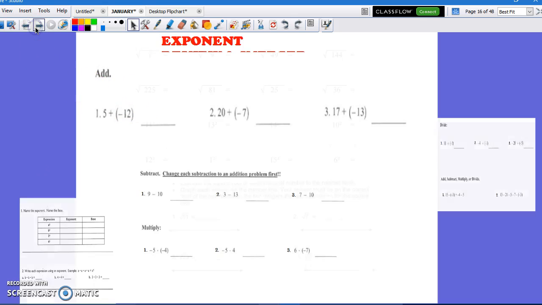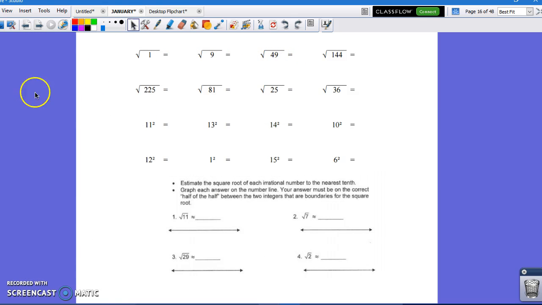Next part will be squares and square roots, I believe. Let's check. Squares and square roots. Okay, stay tuned.